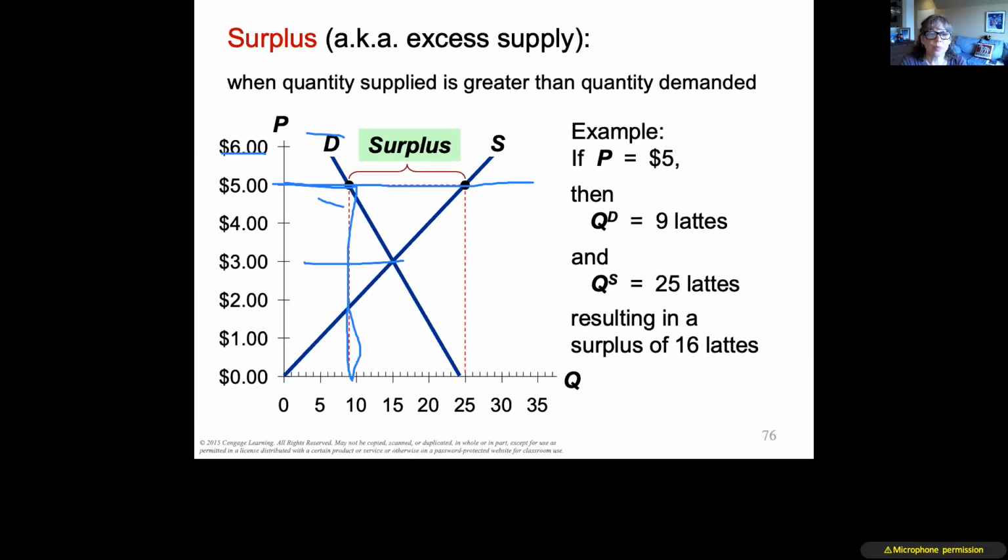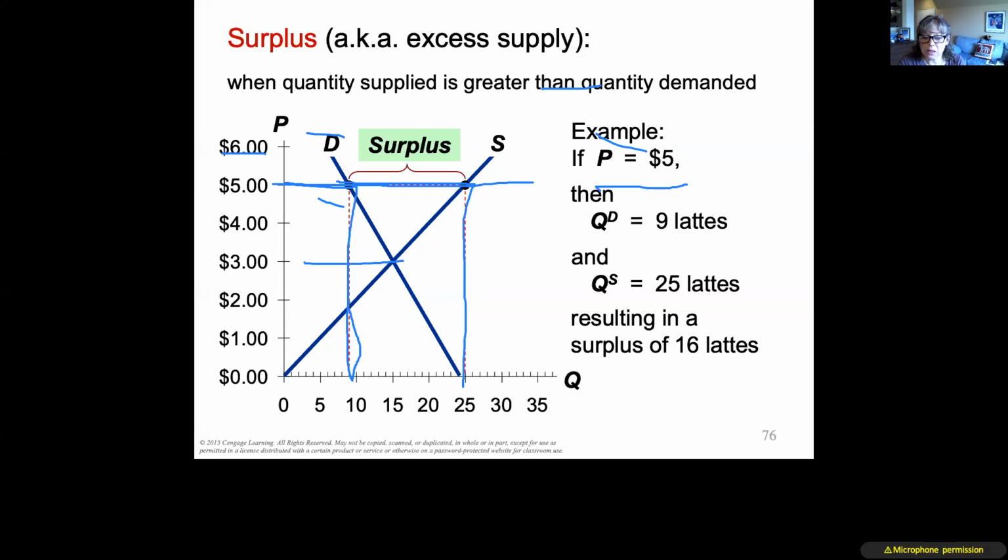It's the same thing on the supply curve, and you go straight down, and that is the quantity supplied. So in this particular case, at $5, the quantity demanded is 9 lattes, see over here on the curve, and the quantity supplied is 25. So if you take the larger number, subtract the smaller number, in this case 25 minus 9, you're going to result in a surplus, a difference between how much consumers are willing to buy, the demand, and how much the suppliers are willing to supply, the supply curve. The surplus, that gap, is 16 lattes.